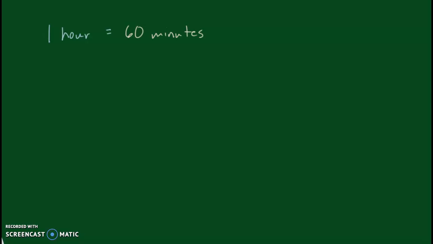Hello, in this video we're going to be doing unit conversions. The first example we're going to go with is hours in minutes. 1 hour equals 60 minutes.